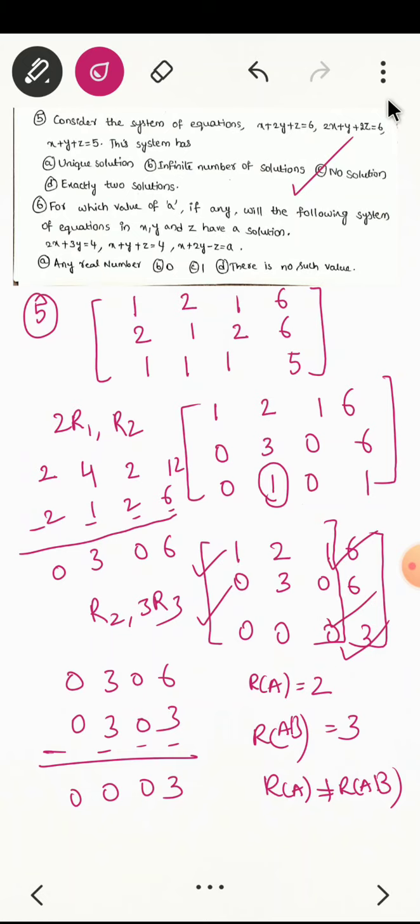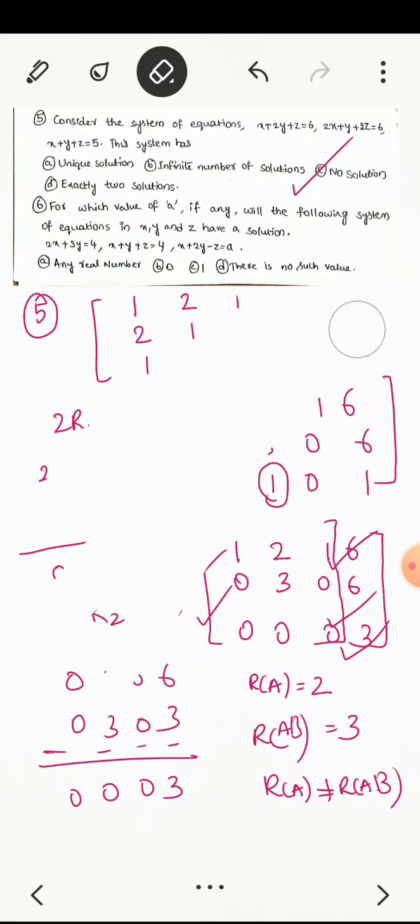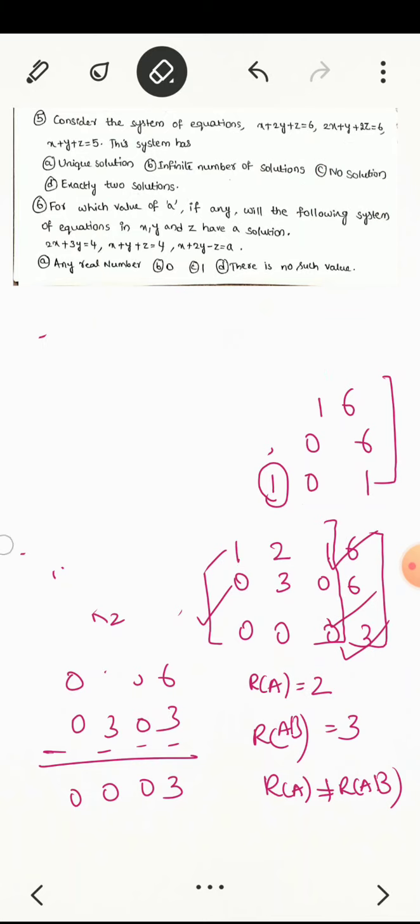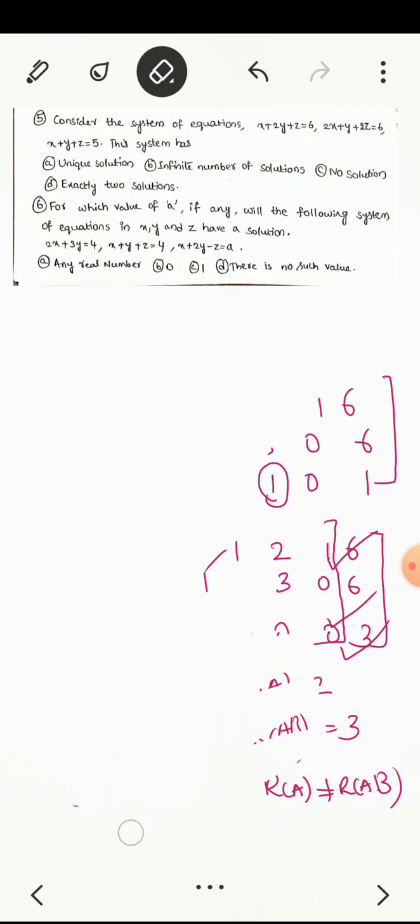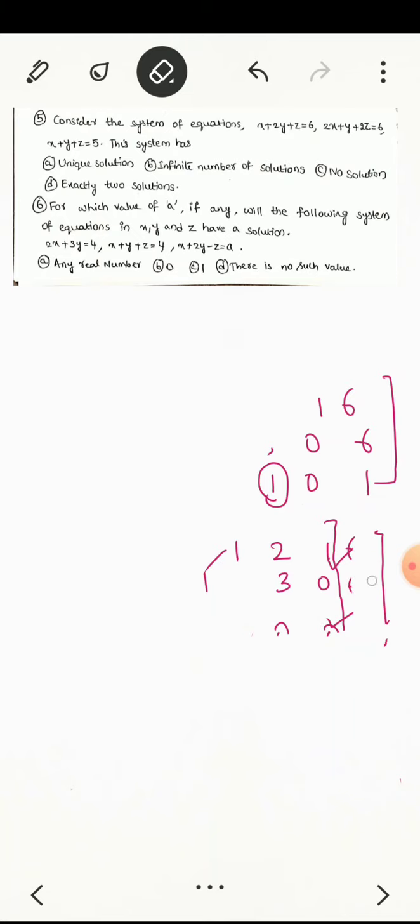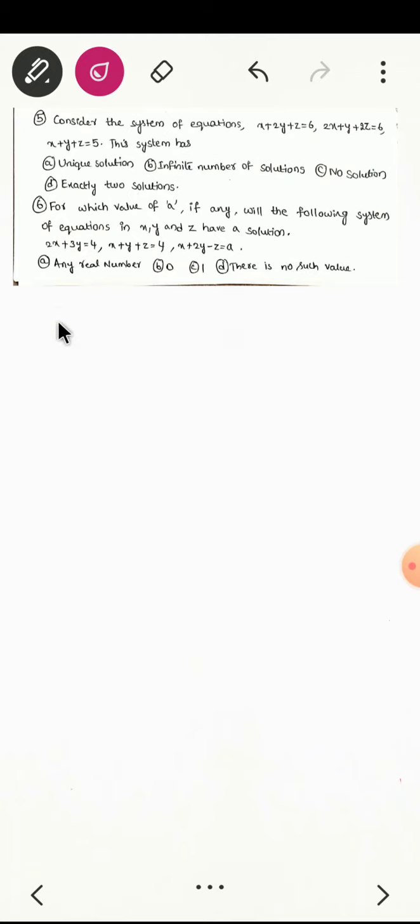Okay, let us solve problem number 6. What they are saying: for what value of A, if any, will the following system of equations in x, y, z have a solution? What value of A should I use so that it will have some solution, whether unique or not unique, but it should have some solution? So let us find what the value of A should be.